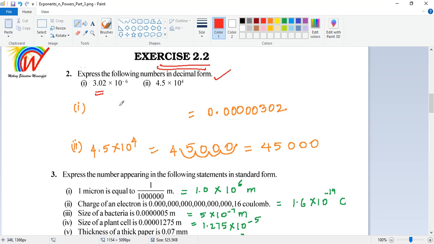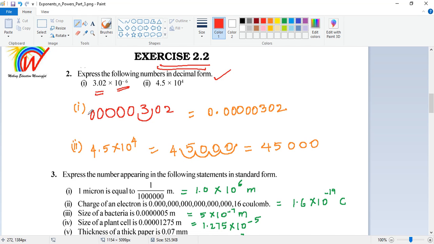Okay. So I have 3.02, right? So 3.02 is already here. I have to move minus 6 places to the left. Okay, so this is 1. I have to move one more. So 2, 3, 4, 5 and 6.